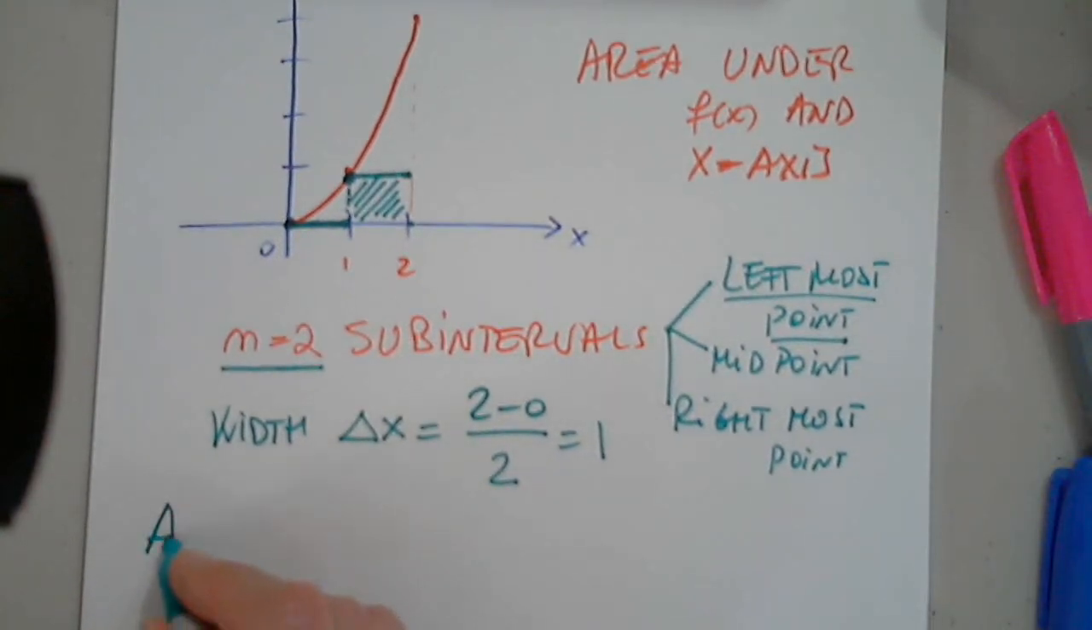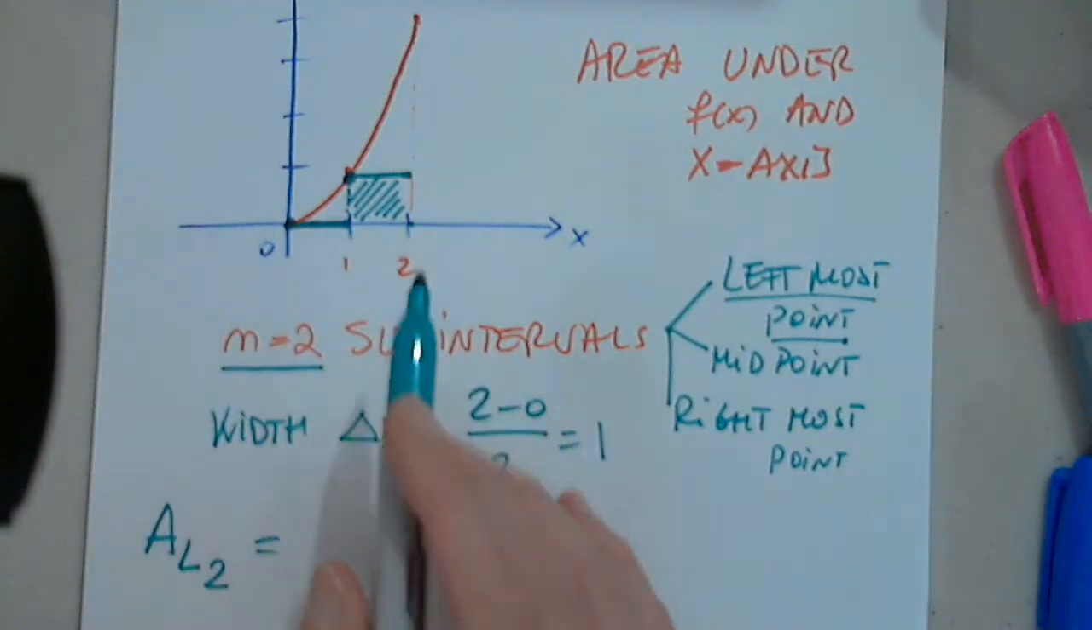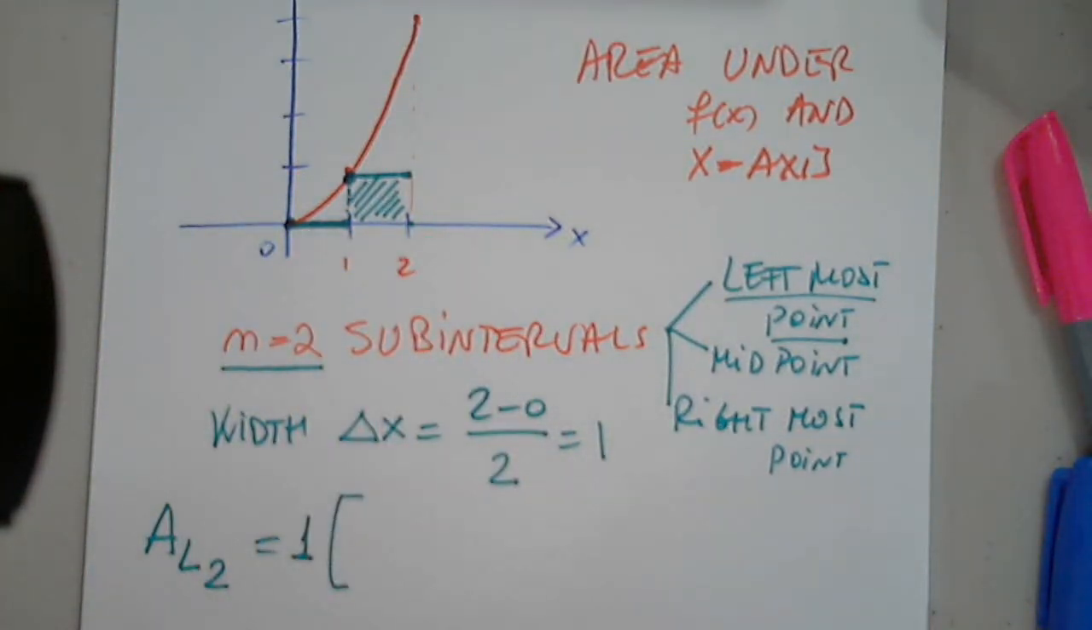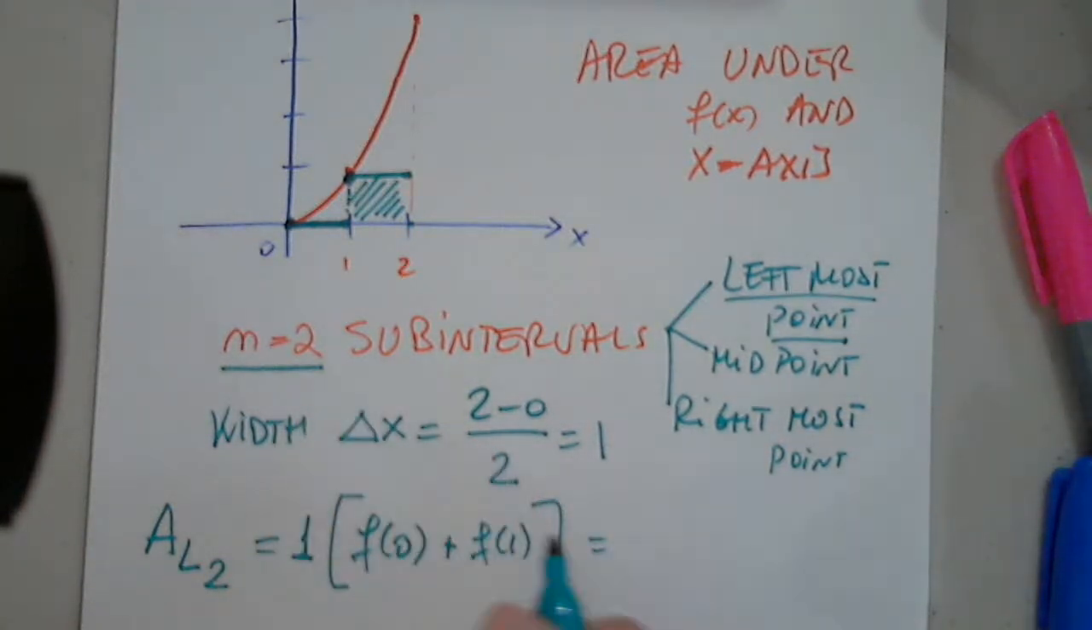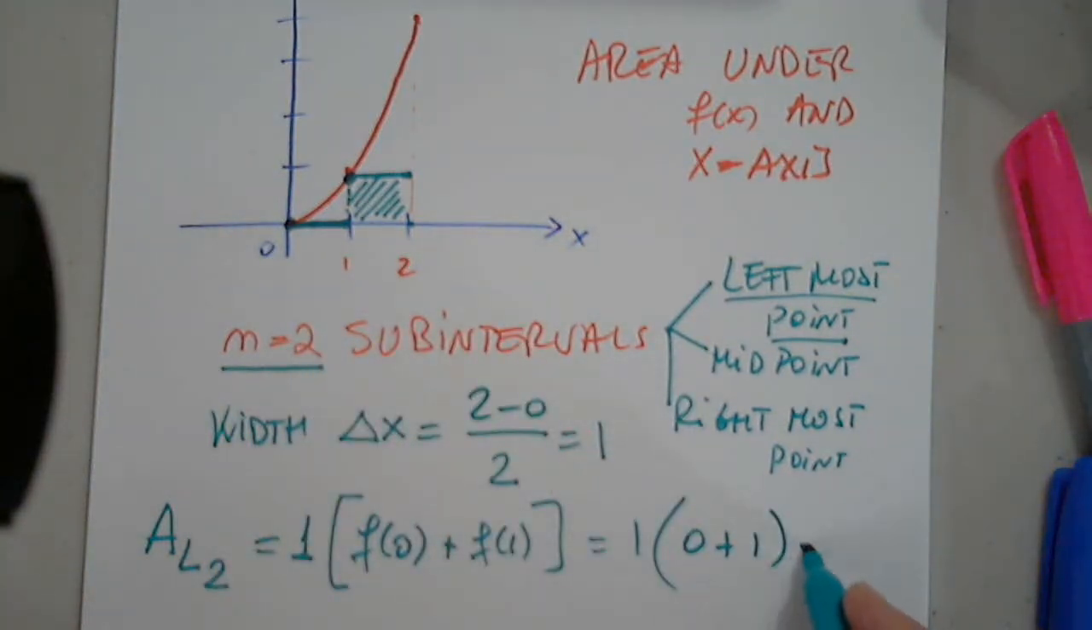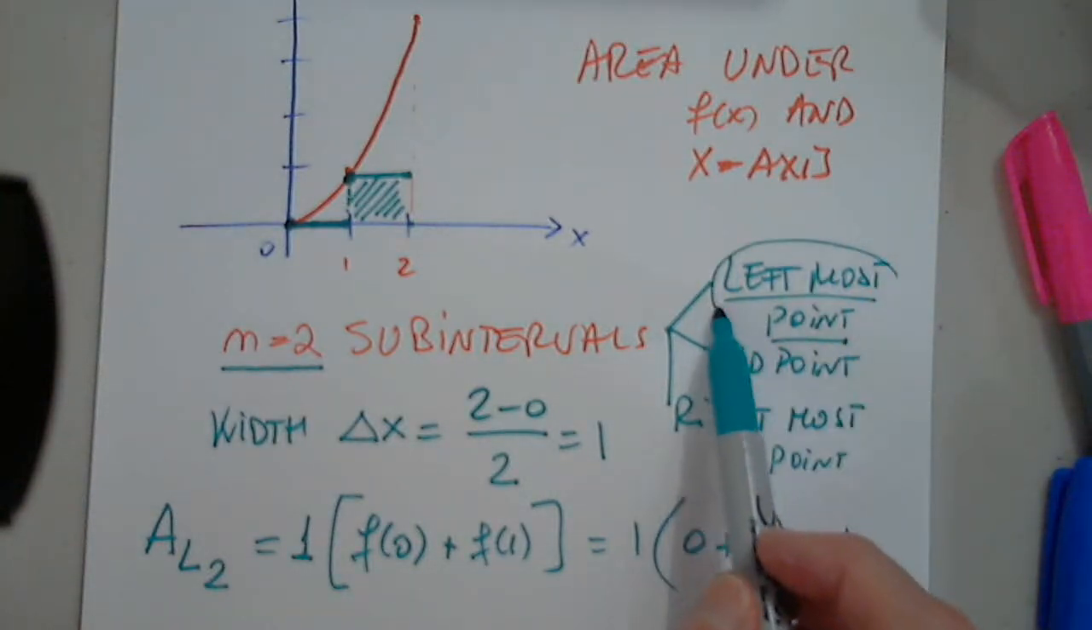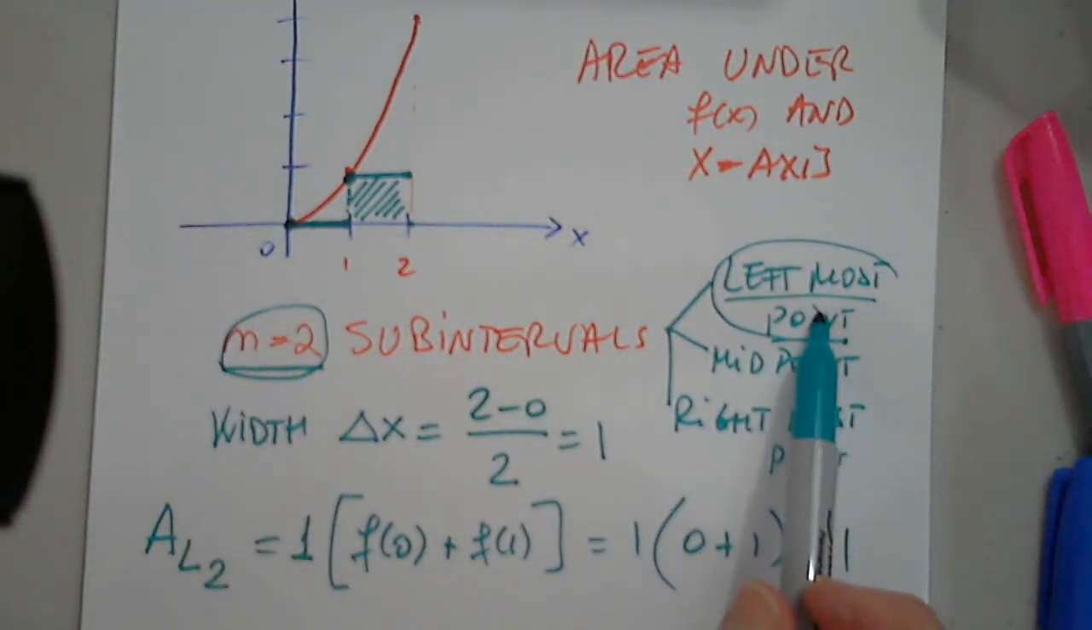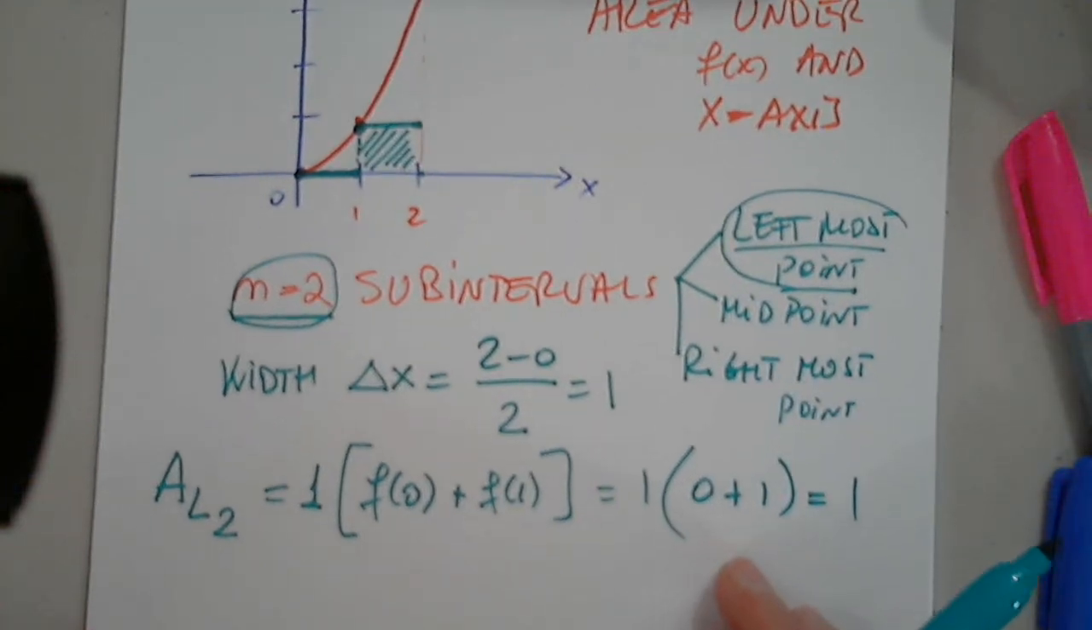So I will say the area with the leftmost point 2 is, the base is the same for all of them, 1. The height, f of 0, plus the height here, which is f of 1. Okay, so f of 0 is 0, plus f of 1 is 1. So 1 times 1 is 1. So determining the area with 2 subintervals and the leftmost point, I got 1.